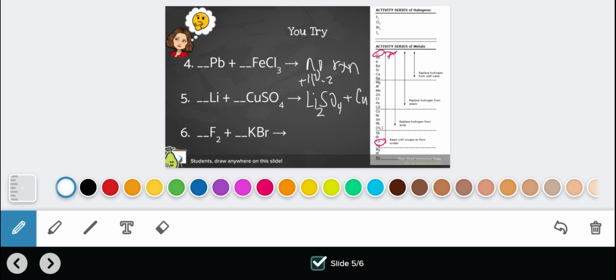All right, then we need to balance. So we have 1 lithium on the left, but 2 on the right, so we'd have to multiply by 2. And then we have 1 copper on the left, 1 copper on the right, 1 SO4, and then 1 SO4. And so this would be balanced.